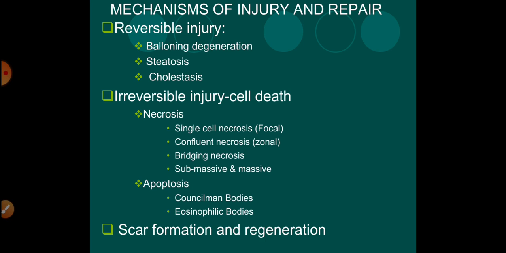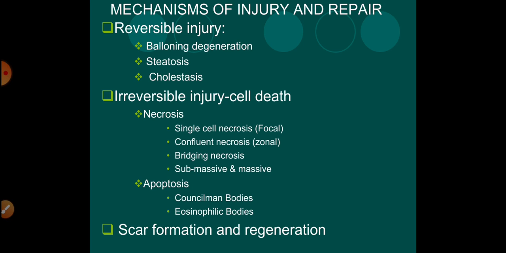Bridging necrosis extends from the central vein to the portal tract, or from portal tract to portal tract. It is more commonly seen in chronic diseases of the liver, like chronic hepatitis B or chronic hepatitis C virus infections. Submassive or massive hepatic necrosis is where the entire liver or a major part of the hepatocytes are necrosed. An example of this is fulminant hepatitis causing hepatic failure.